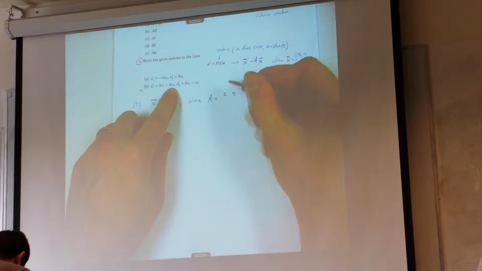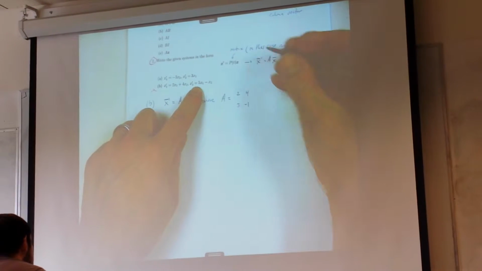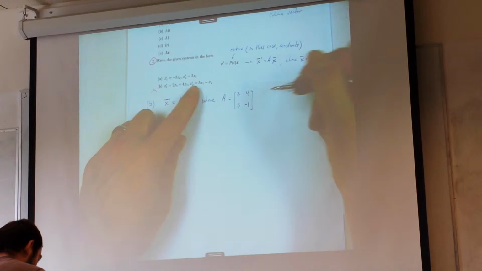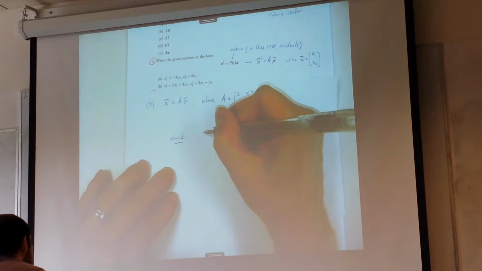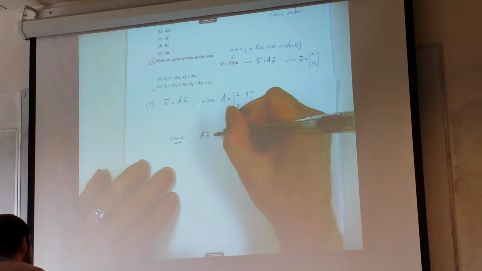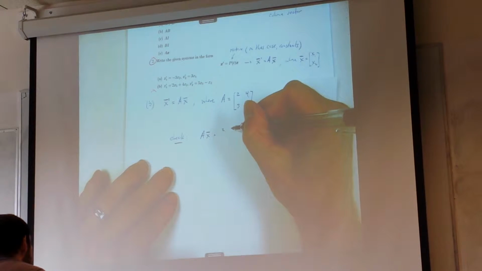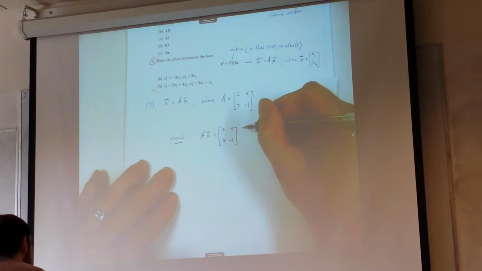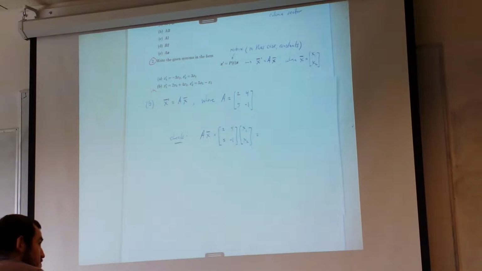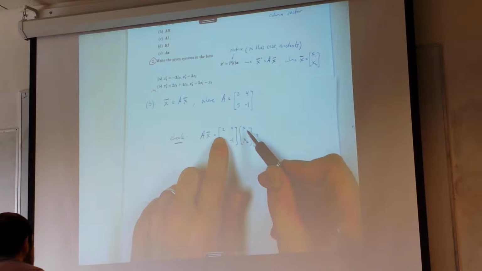2, 4 on the first equation. X2 prime is 5x1 minus 1x2. Right, so you can check it out. AX would be equal to [2, 4; 5, -1] times [x1, x2]. And then check it by matrix multiplication of this matrix by a column vector.